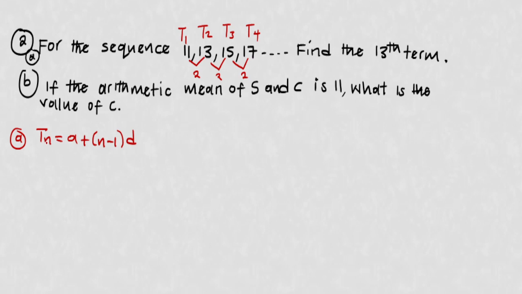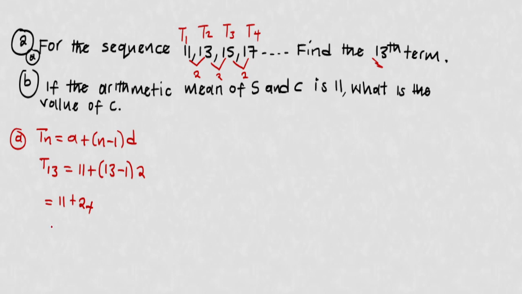So we're looking for term number what? Term number 13 here, the 13th term. So n we will replace and put 13. Then the first term, which is a, is 11, plus n is the term you're looking for, 13, minus 1. Common difference is 2. So this will be equal to 11 plus, what is 13 minus 1? That is 12. And 12 times 2, we get 24.